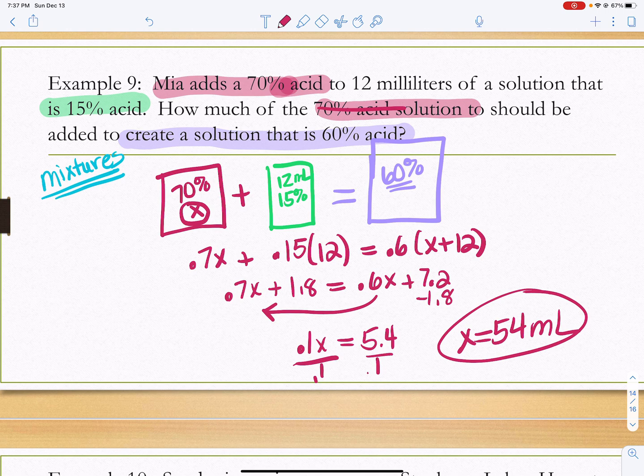And this is what I would have expected just using common sense. I knew it was going to be a lot bigger than 12 milliliters because I want 60%. So I'm going to have a lot more of the 70% when I mix it together. So this is one type of mixture problem, when you are dealing with chemicals or something from chemistry.